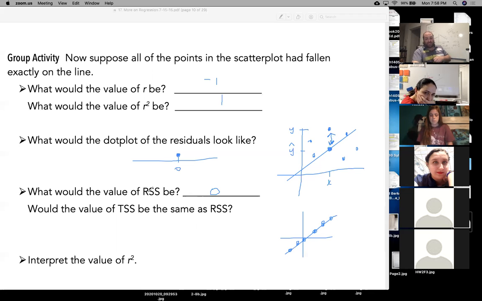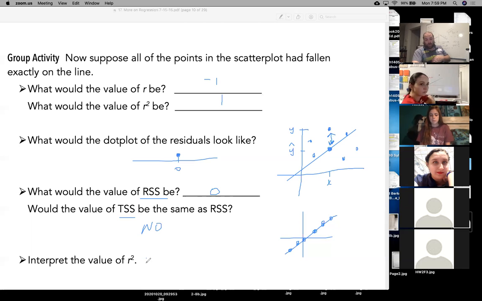If the RSS is 0, then all the residuals are 0 and they would all fall exactly on the line. But the TSS wouldn't be 0. No, because they have different y values. All right, so it would not be the same. And what would my R squared be?